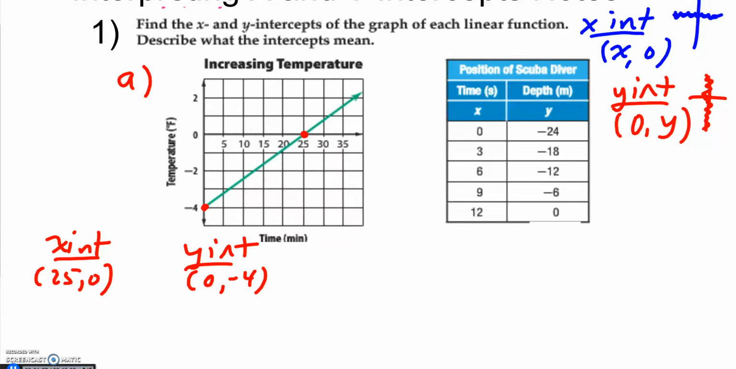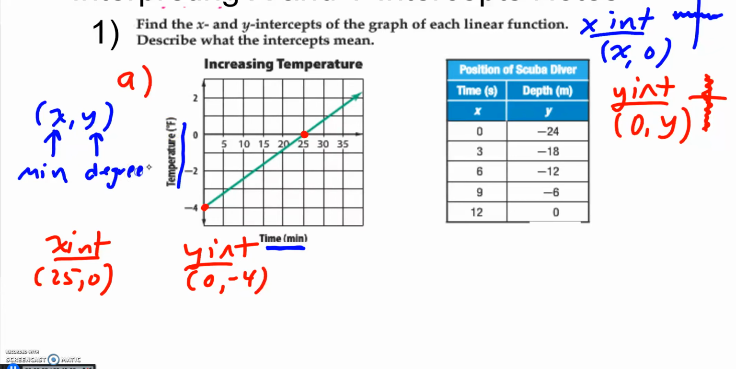Now this isn't enough for interpretation. So let's go back to the graph and see what everything means. It looks like the X-axis is in terms of time in minutes, and the Y-axis is in terms of temperature in Fahrenheit. So that means if I'm thinking about everything in terms of a point, my X values are minutes, because that's what the X-axis says, and my Y values are degrees in Fahrenheit. So if I looked at what the X-intercept actually means, the 25 is in the X position, which means it must have something to do with minutes.